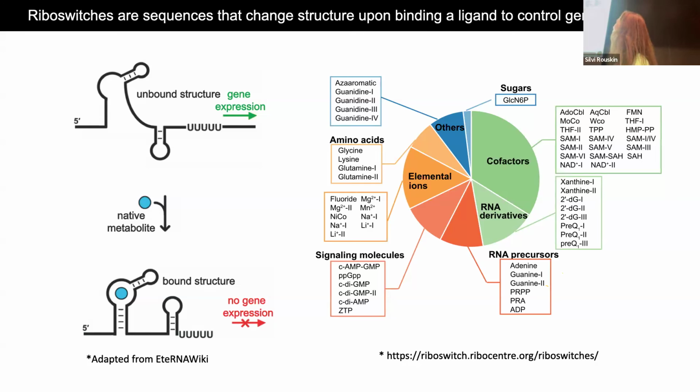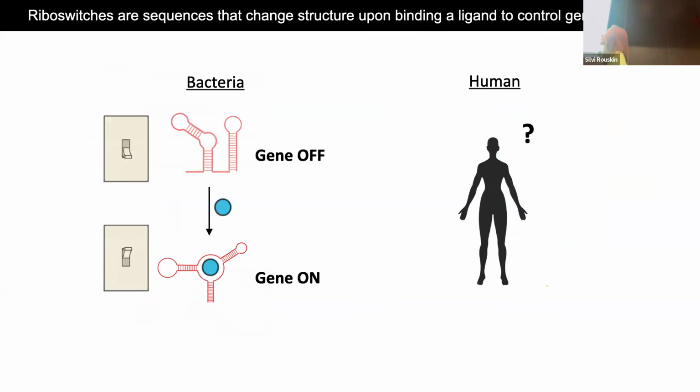It could be an RNA derivative. It could be a sugar. It can be a signaling molecule. But all those beautiful molecular switches that really can turn genes on and off so nicely in the presence of a small molecule have only been found in bacteria thus far. And so we and others, I don't know if you have heard the talk of Jared Brumder, have been searching for them in humans.